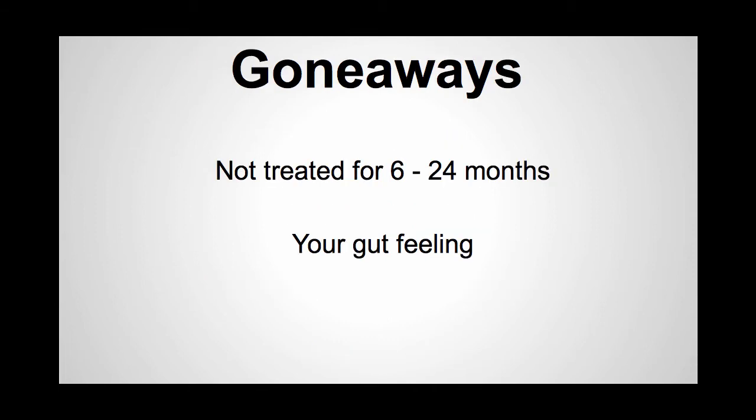The gonaways, in a similar way, are normally classified by a clinic as those who haven't been treated for between 6 and 24 months. You'll know who they are. Again, it's a gut feeling. Who it is who's gone away, who you haven't seen, who used to come in fairly frequently and you haven't seen from between 6 or 24 months or so, depending on the kind of clinic you are and the database that you've got.